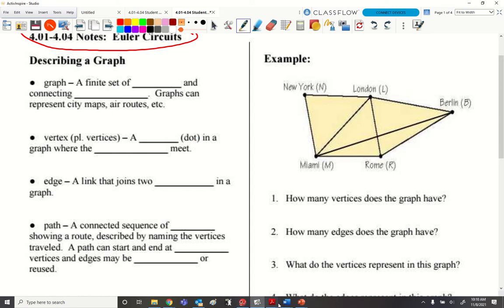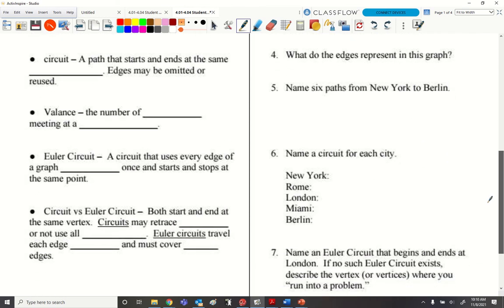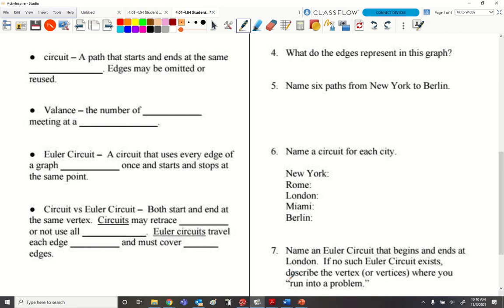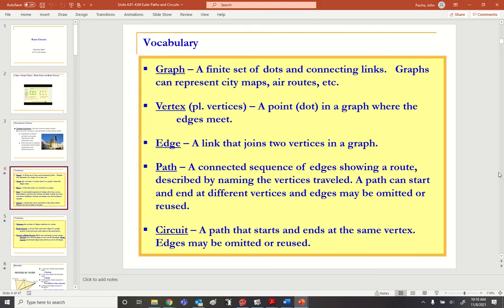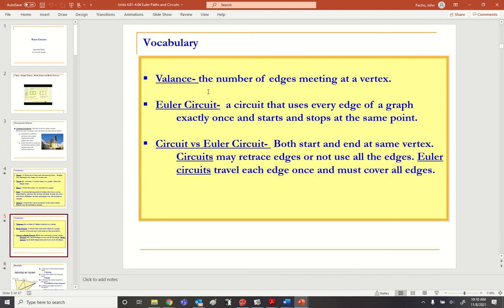Now that's where we left off, on path, and so our next one, scrolling down. They see me scrolling. All right, so the next one is circuit. Okay, circuit: a path that starts and ends at the same vertex. Edges may be omitted or reused. There we go. And here we go. Here's the next ones.